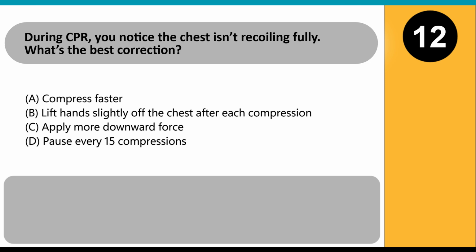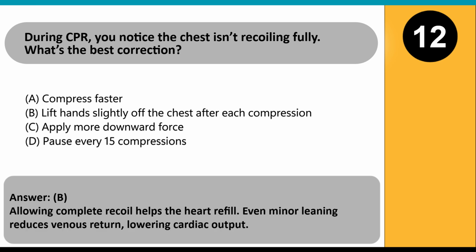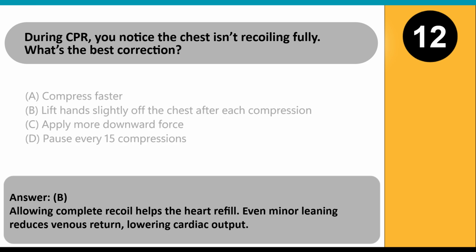A. Compress faster. B. Lift hands slightly off the chest after each compression. C. Apply more downward force. D. Pause every 15 compressions. Answer: B. Allowing complete recoil helps the heart refill. Even minor leaning reduces venous return, lowering cardiac output.